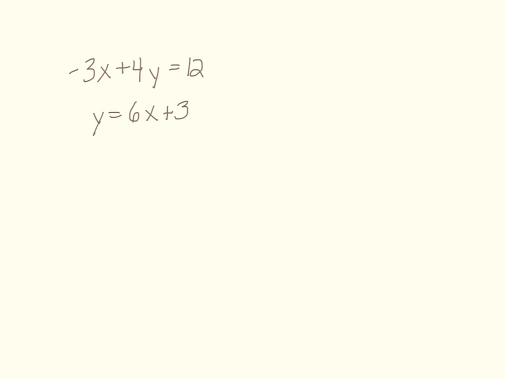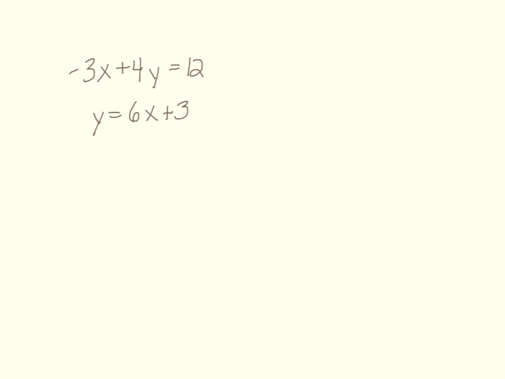Given these two equations, negative 3x plus 4y equals 12 and y equals 6x plus 3, take a moment to consider which method makes the most sense for you to solve. Would you want to solve this by substitution or by elimination?